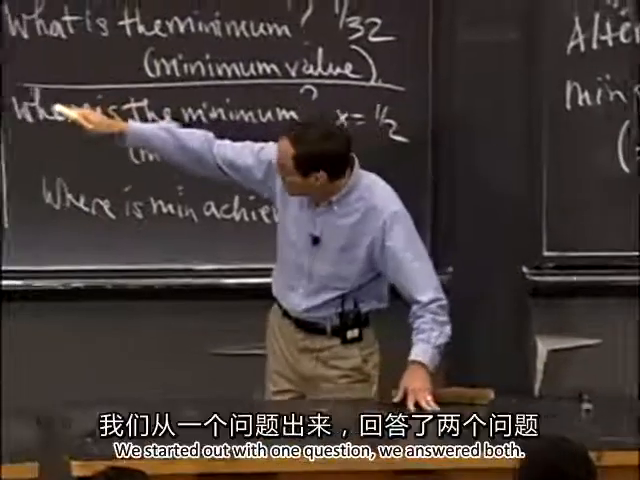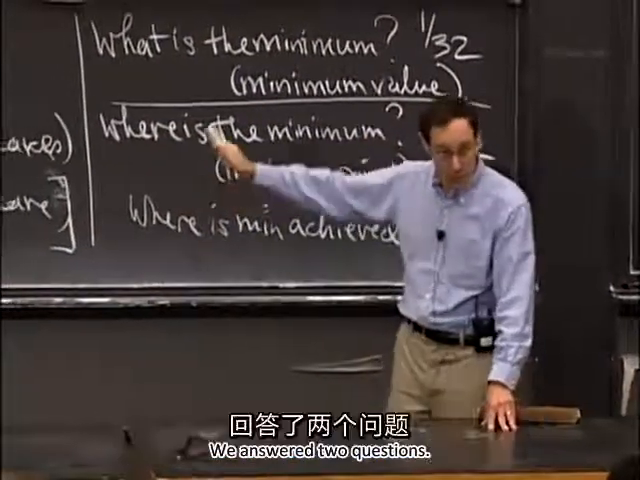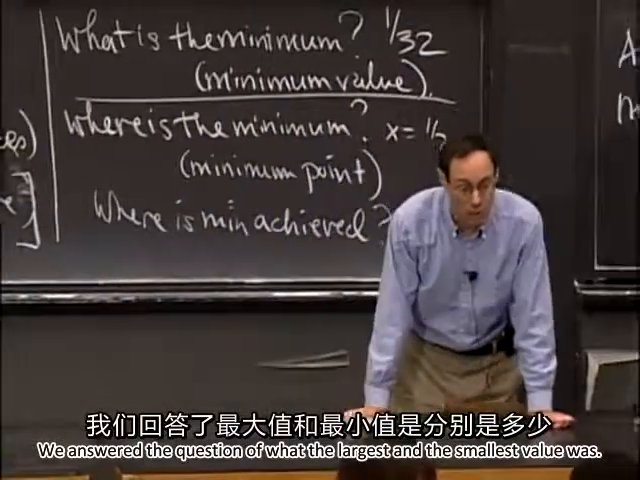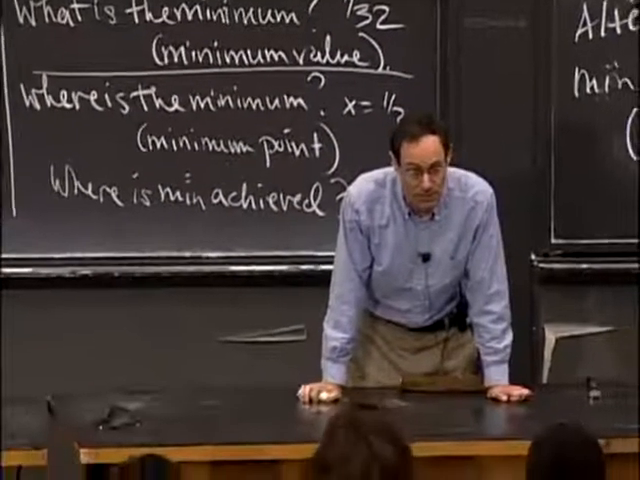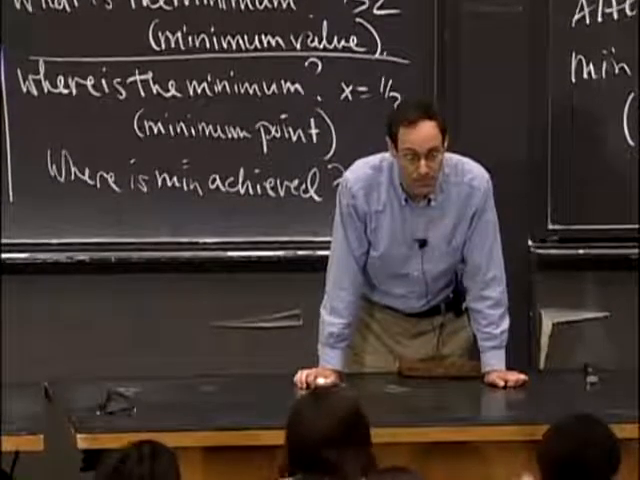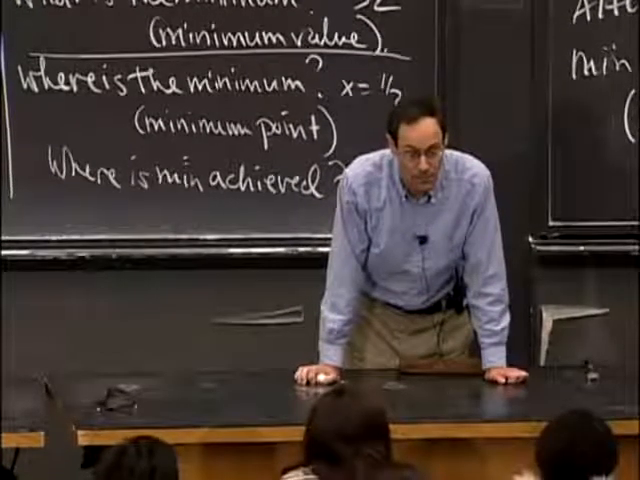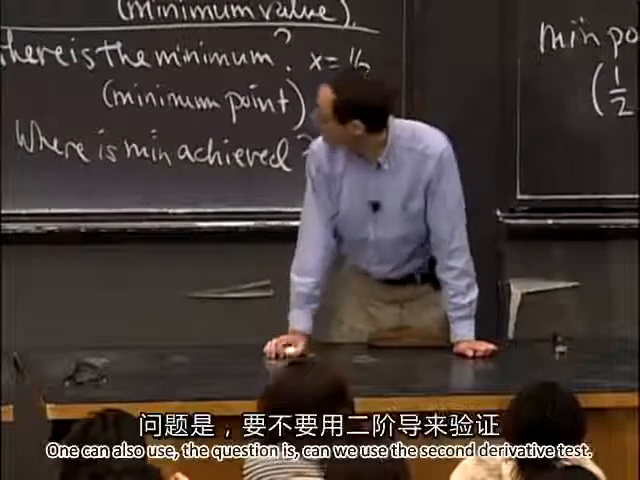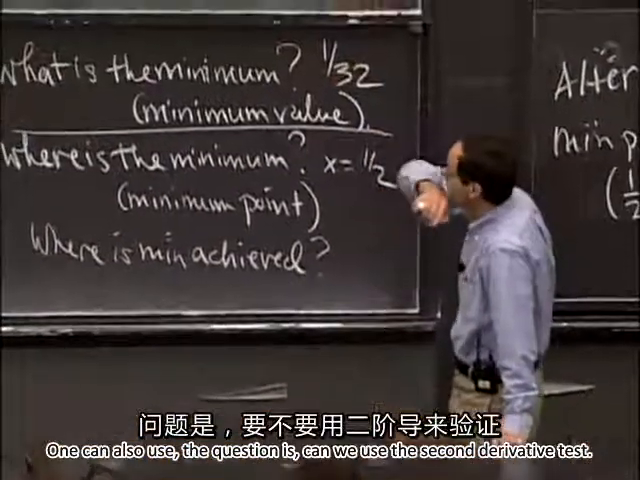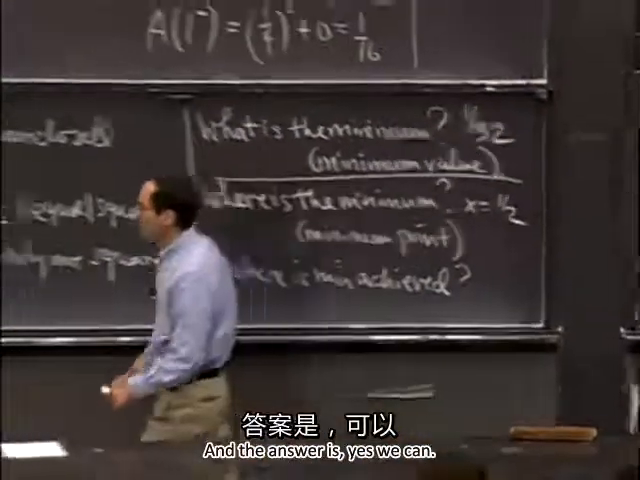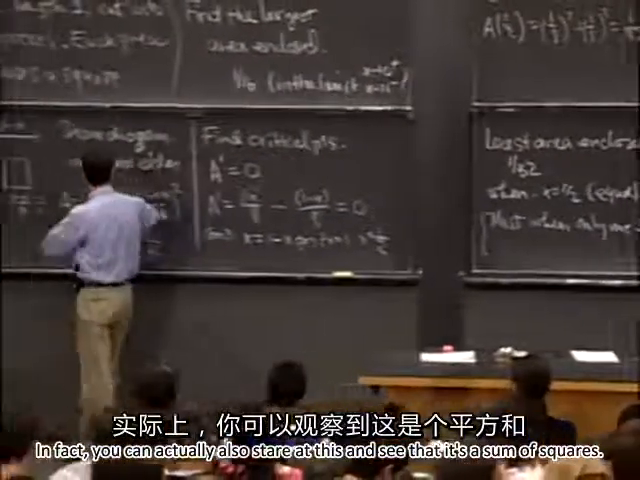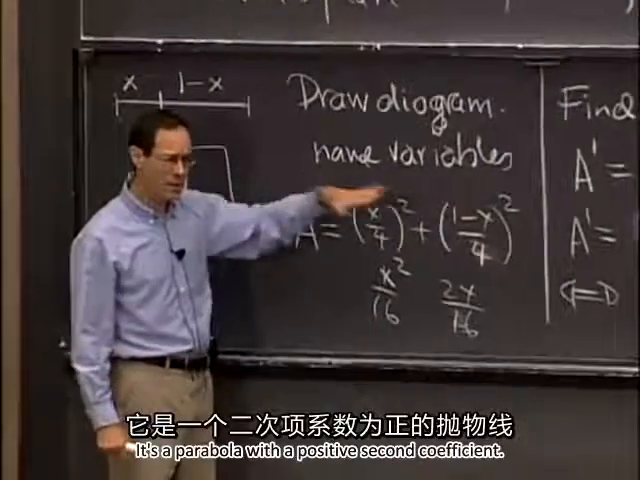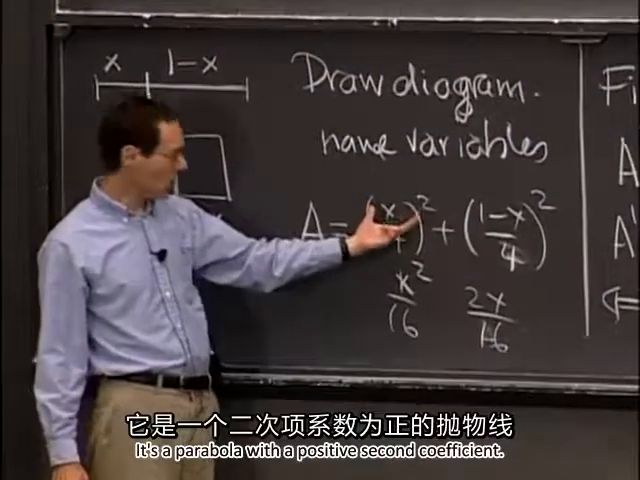So we started out with one question, and we answered two questions. We answered the question of what the largest and the smallest value was. Also, I'm wondering if we can check whether it's a minimum or maximum point using the second derivative. Yes, the question is, can we use the second derivative test? And the answer is yes, we can. In fact, you can also stare at this and see that it's a sum of squares, so it's always curving up. It's a parabola with a positive second coefficient.